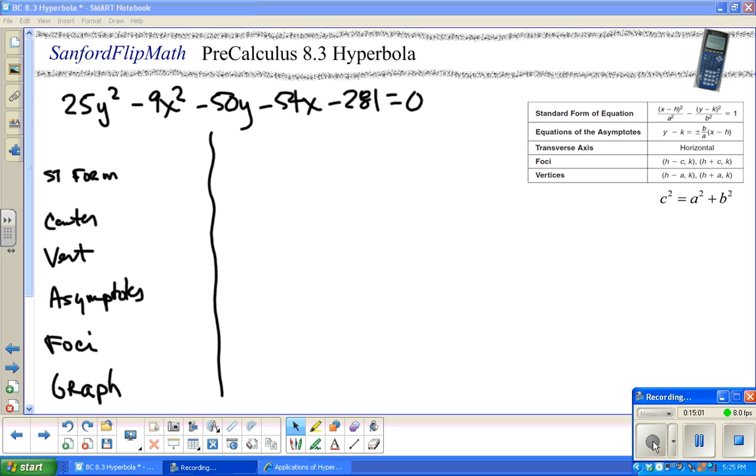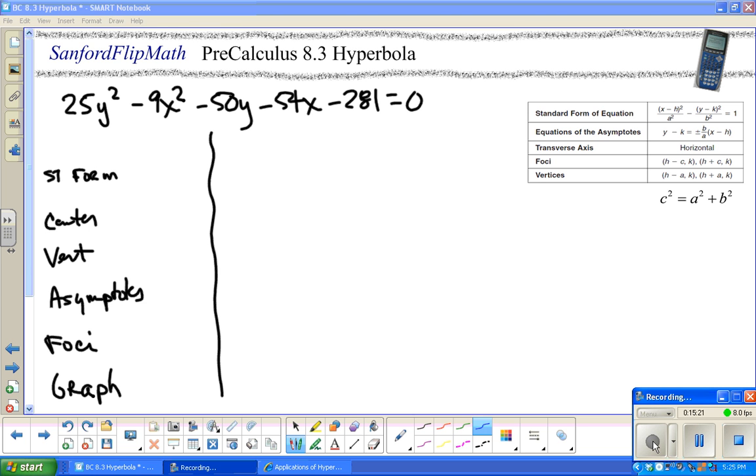Okay? All right, so standard form. Now, obviously, and you knew this was going to happen, this is not standard form. So what I need to do is put it in standard form. And it's very, very much like the ellipse. The only thing that we have to watch for is when we factor out a negative, we have to be careful about signs.